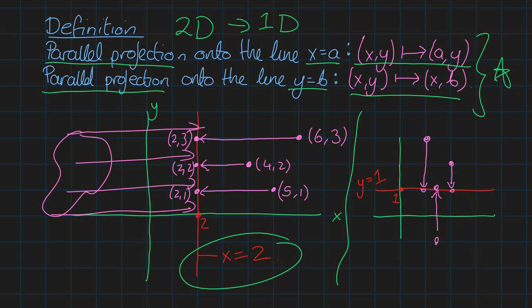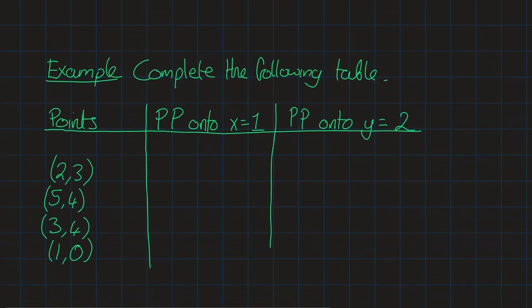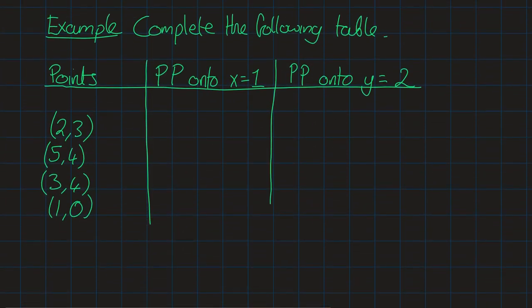Let's look at some algebraic examples. This example just asks you to complete the following table. I give you a bunch of points, and I want you in this column here to parallel project them onto the line x equals 1. And in this column here, I want you to parallel project them onto the line y equals 2. Well, it's really simple. To parallel project onto x equals 1, you just replace the x coordinate with 1.